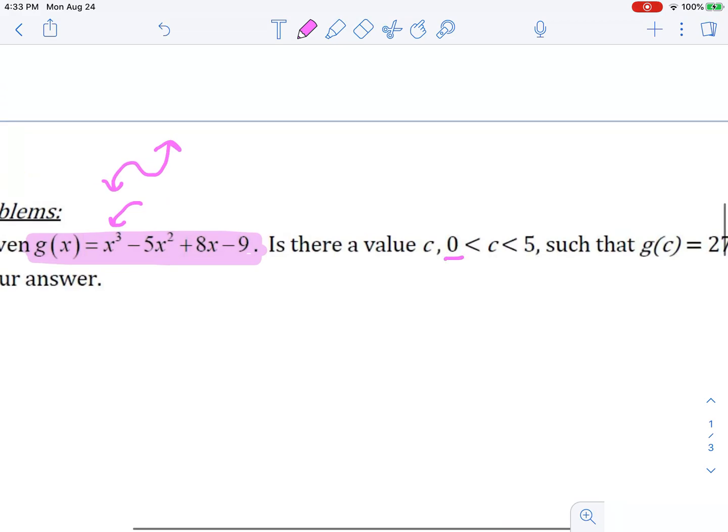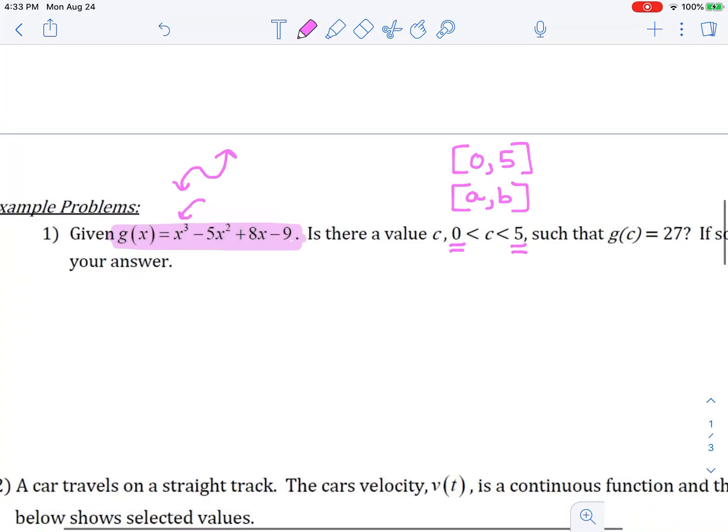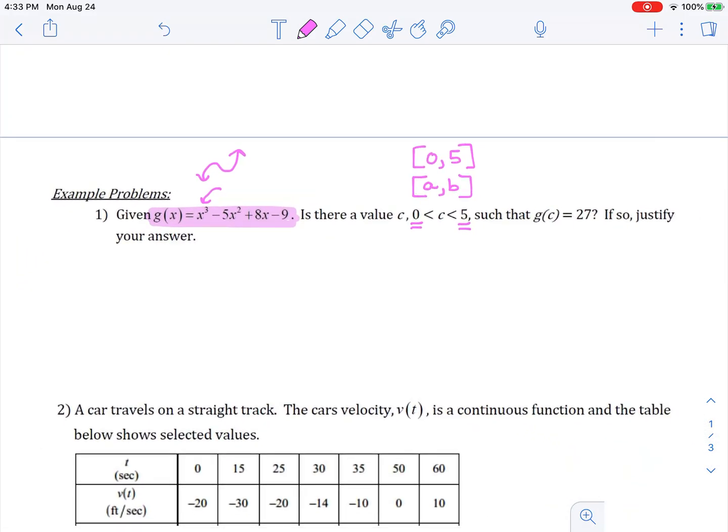And it's over our bounds. Look at your bounds. Is there a value between 0 and 5? That function is continuous over our bounds of a to b. Our bounds of a to b are 0 and 5. That is absolutely continuous over those bounds. Now it wants to know such that g of c equals 27. If so, justify your answer.